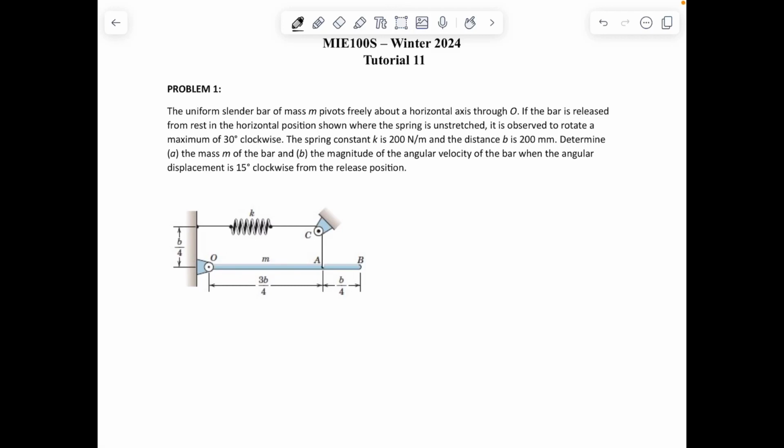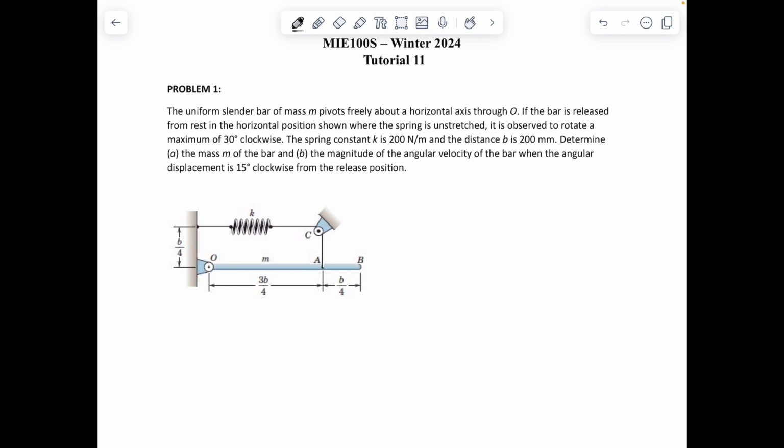Tutorial number 11, question number 1. The uniform cylinder bar of mass m pivots freely around the horizontal axis at O. If the bar is released from rest in the horizontal position, where the spring is unstretched, it is observed to rotate a maximum of 30 degrees clockwise.